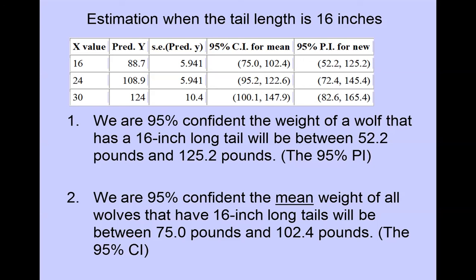Now in the second case, we're talking about the mean weight of all wolves that have that characteristic of a tail being 16 inches long. So we are 95% confident the mean weight of all wolves that have 16-inch long tails would be between 75.0 and 102.4 pounds. So notice the difference in the PI and the CI there.